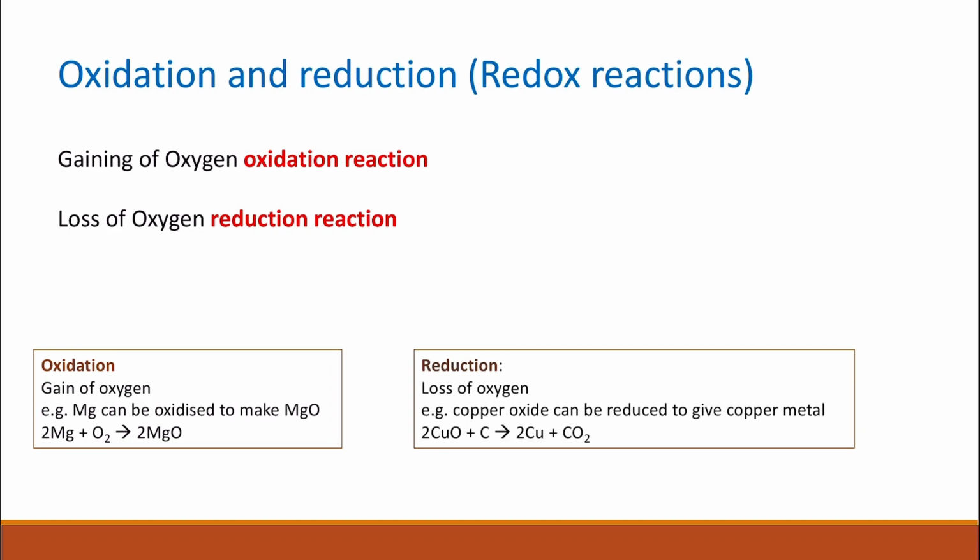For example, when copper oxide reacts with carbon, it will give copper metal and carbon dioxide. Now the copper has lost oxygen and then the copper was reduced. So this is a reduction reaction.